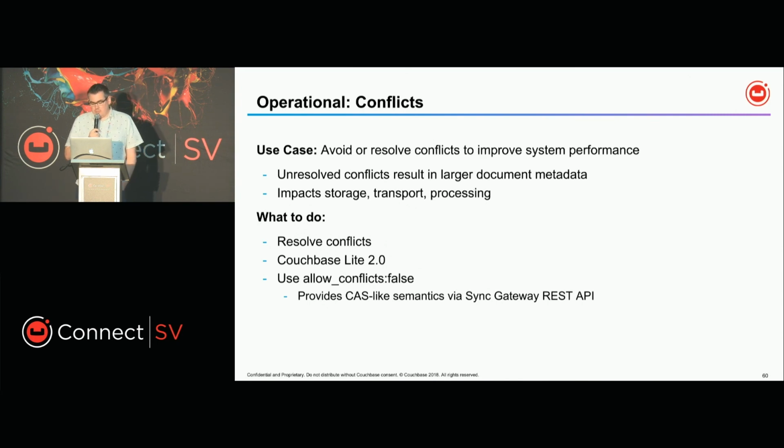Key value operations with Sync Gateway then have CAS-like semantics. So basically, it will only let you update a document if the specified ancestor is the active revision.